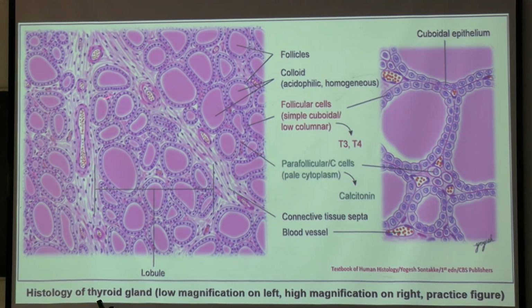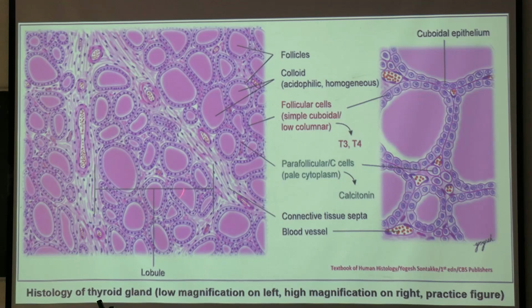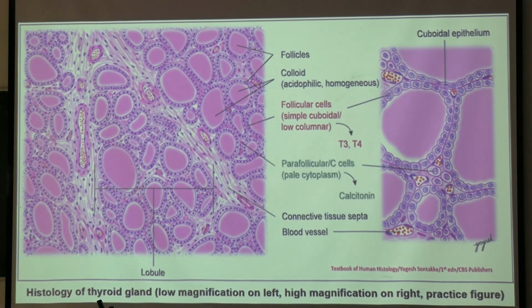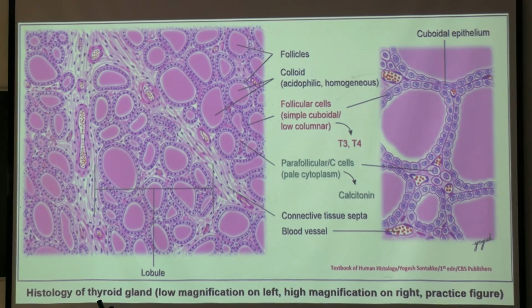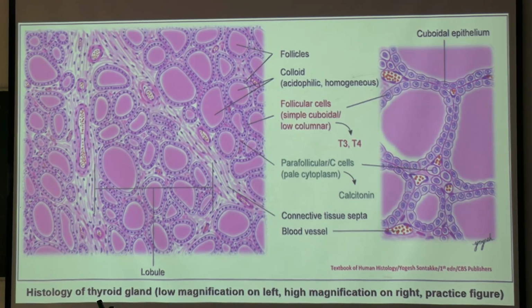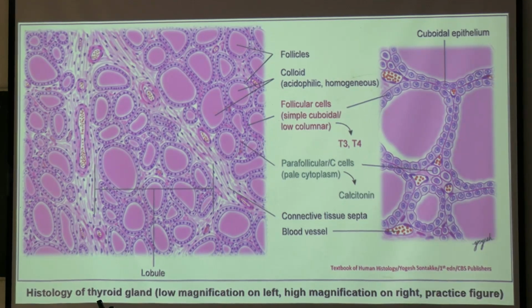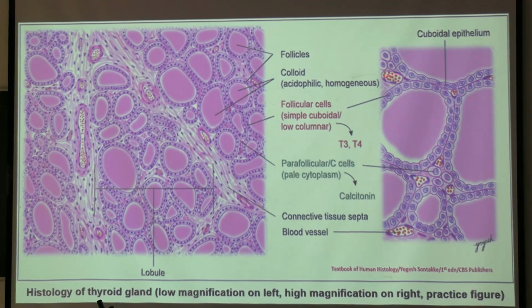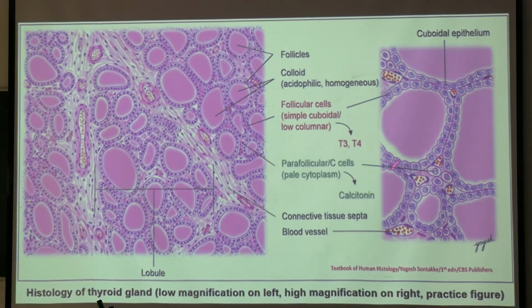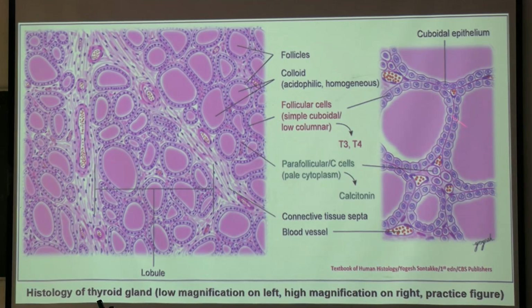And this pink material within the follicle is known as thyroglobulin. Okay, understood? Here the T3, T4 are stored, and from here it is released into the blood via these follicular cells. And this is high power view. You can see the columnar cells with rounded nuclei.